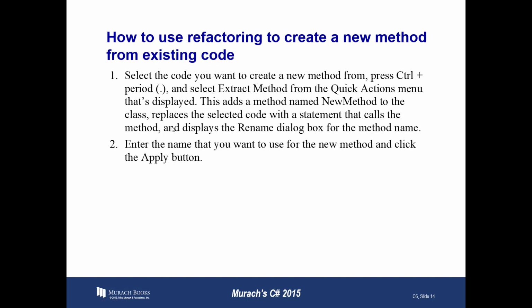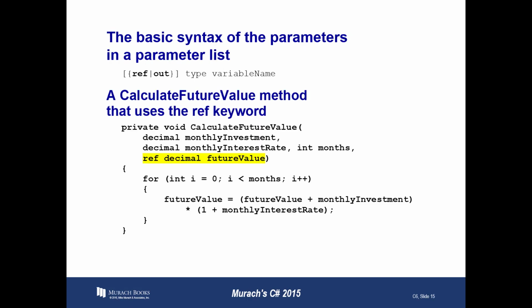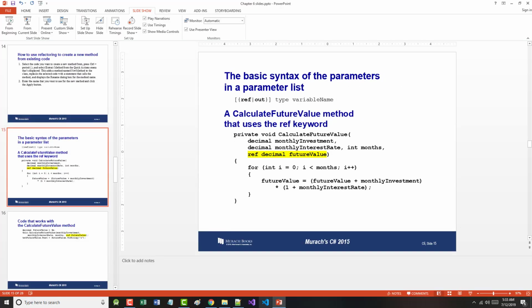All right. And they do mention in here how to use refactoring to create a method from existing code. I'm not going to use that. There's nothing wrong with doing this, but I'm going to rip the code out and put it into a new method because I think it makes more sense when explaining it. Now, if you notice right here, when you pass a value in, this may make more sense for me to show it to you like this.